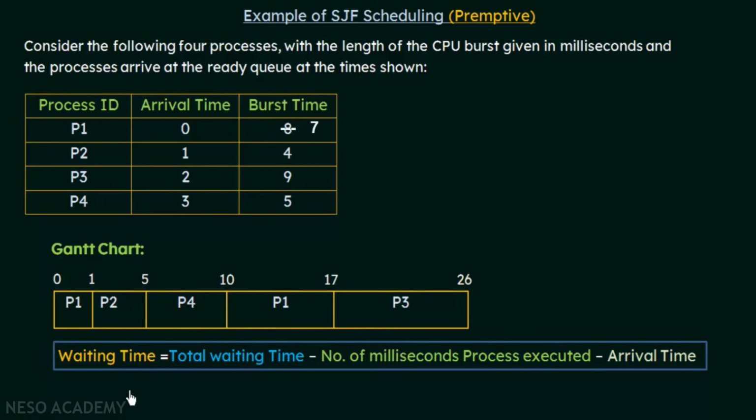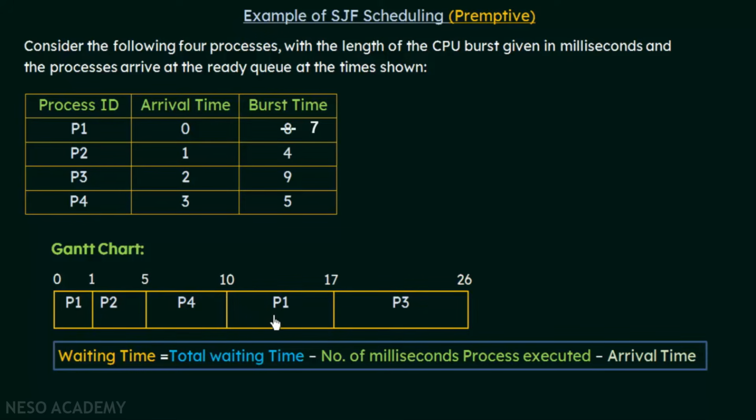So the waiting time is the time that a process spent waiting. So that will be the total waiting time that we can see from the Gantt chart minus the number of milliseconds the process executed. Because we saw that since this is a preemptive scheduling, there may be times when the process has already executed. Like in case of this P1, it executed for 1 millisecond in the beginning. Then after that it was given again, and then it completed at 17 milliseconds. So here you see that at the 10th unit of time, or at 10 milliseconds, P1 got the CPU.